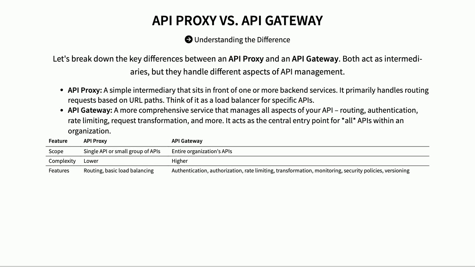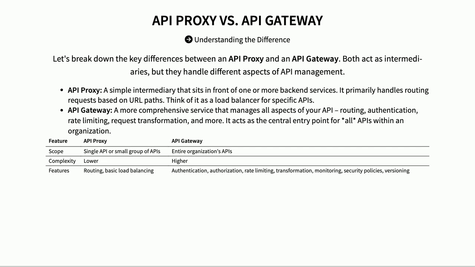Okay, let's talk about API proxies versus API gateways. They both help manage how different parts of your application talk to each other, but they do it in fundamentally different ways. An API proxy is like a simple traffic cop. It just directs requests to the right backend service based on the URL. It's really focused on routing and basic load balancing for a specific API or a small group of them.